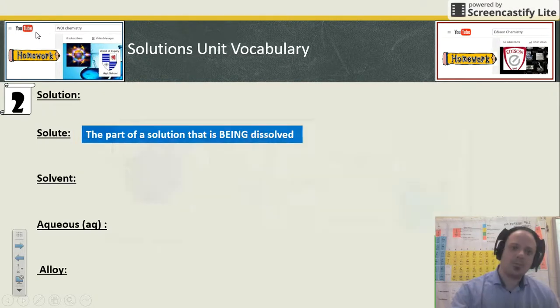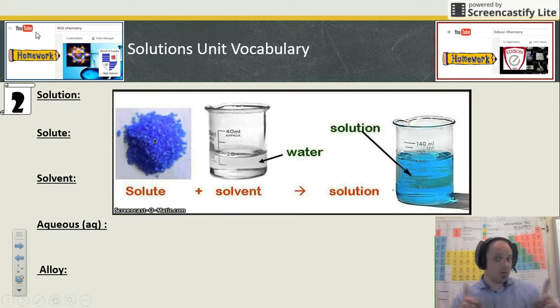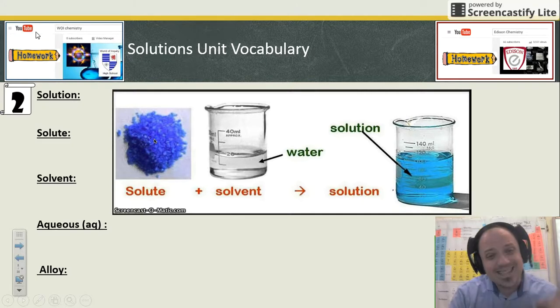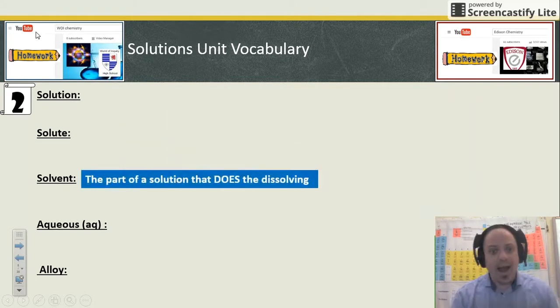That's what it is. The solvent, same graphic, but we're going to talk about a different part of it. The solvent does the dissolving, and that is the water. It is the alcohol. It is the other liquid or sometimes gas that does the dissolving, but we only focus on water this unit, okay? So don't worry about the rest.